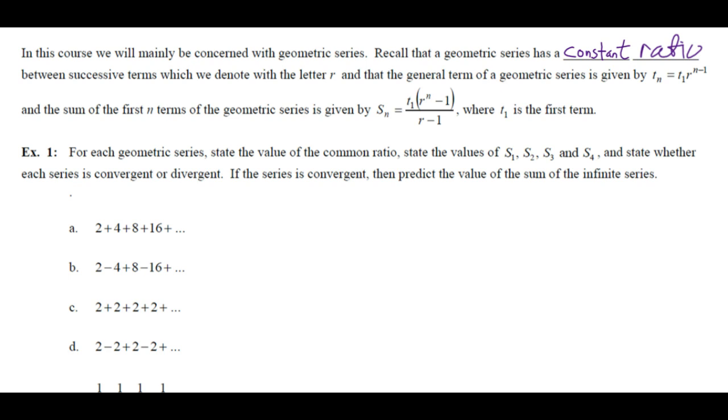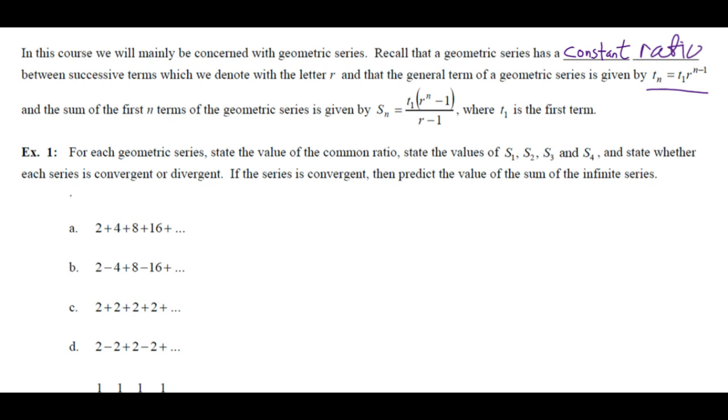Okay. So, general term T sub n is T1 times r to the n minus 1. And the sum of the first n terms of a series is given by S sub n equals T1 times (r to the n minus 1) over (r minus 1), where T1 is the first term, r is the common ratio, and n is the number of terms.